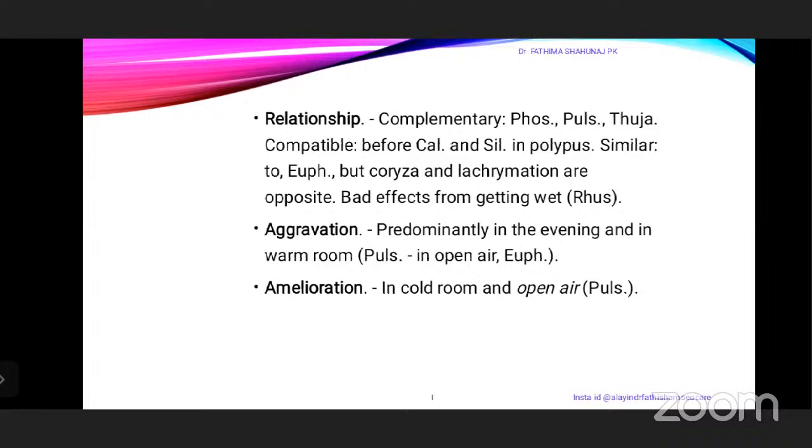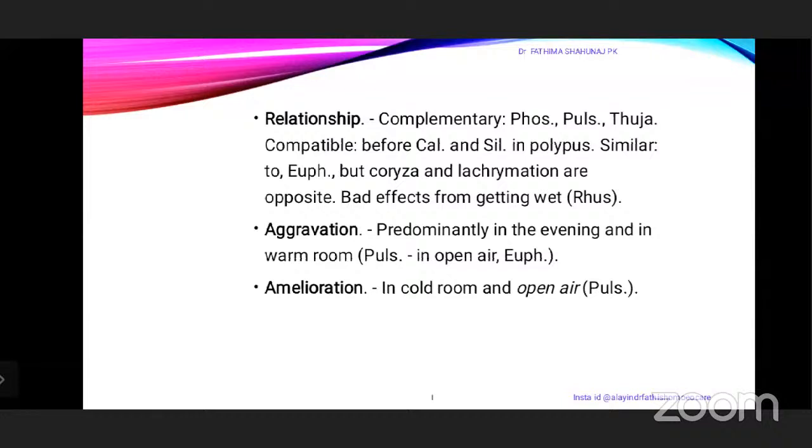But already we have seen that coryza and lacrimation are opposite. But the bad effect of getting wet, that is compared with rhus tox. When compared with rhus tox, there is also bad effect of getting wet, but the main symptom arises after getting wet, the patient will go for overheatedness, then fever develops. This is the difference between Allium cepa and rhus tox, bad effect of getting wet.